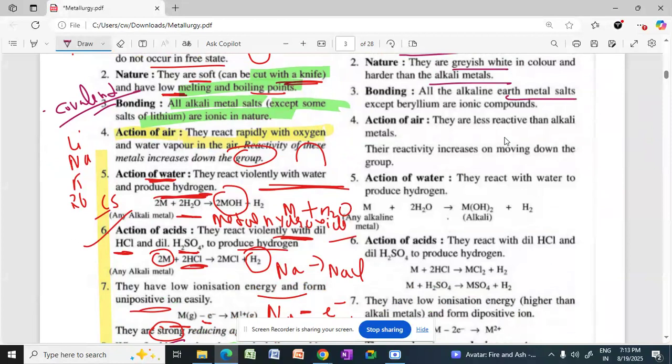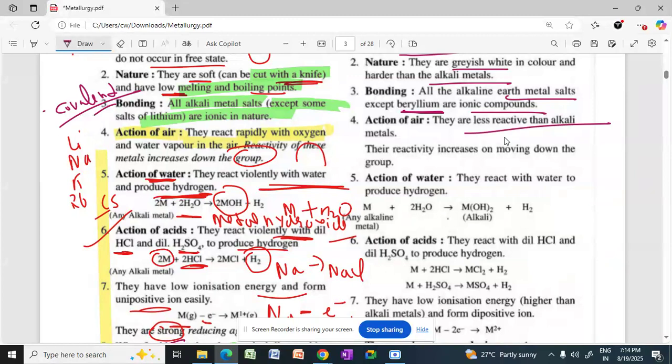All the alkaline earth metal salts except beryllium are ionic. Same thing in the case of alkali metals: even your first one, lithium, forms covalent compounds, right? Here also the first one is exceptional. Beryllium also forms covalent compounds, whereas all other alkaline earth metals form which type of compounds? Ionic. This is the exception.